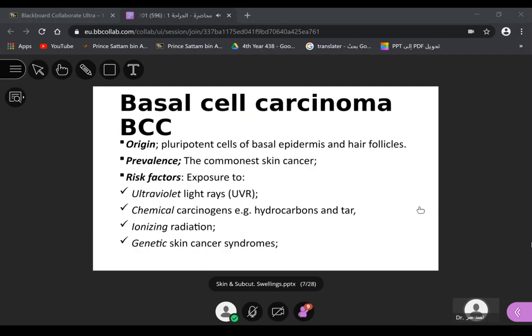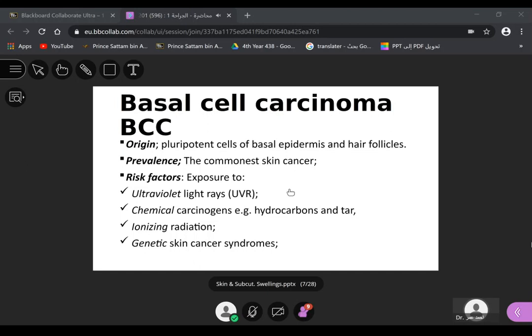Let us first of all start with basal cell carcinoma, and as you can see here, these usually arise from stem cells or pluripotent cells, which lie usually in the basal layer of the epidermis and hair follicles. So this is the site from which basal cell carcinoma usually arises. And basal cell carcinoma is the commonest skin cancer. It's much more common than squamous cell carcinoma and even malignant melanoma.